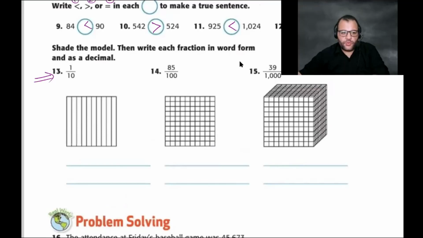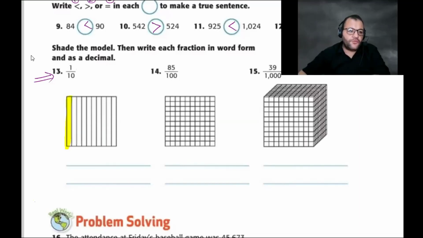What's the answer for number 13? Jed, can you solve this question? Then Muhammad Tamer will be the next one. How many parts will be shaded? Only 1 part. Okay, 1 over 10 means we will shade only 1 part out of the 10 parts.